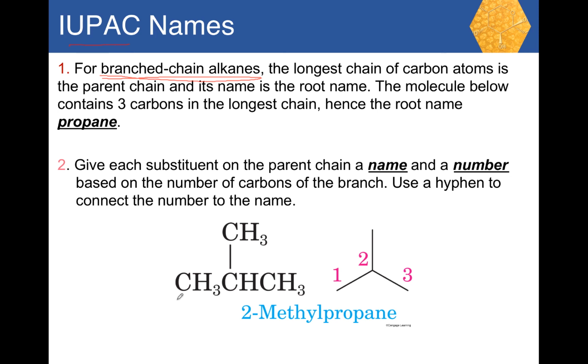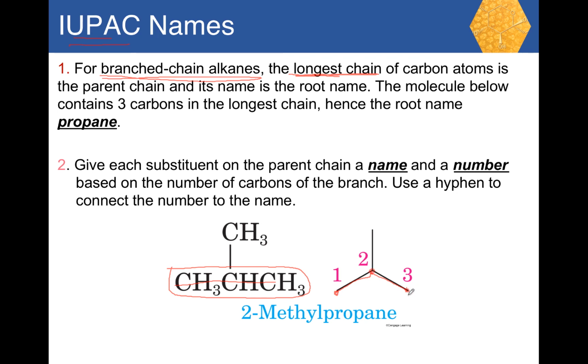How do we name that using the IUPAC system? It says first we have to identify the longest chain. Notice here the longest chain. So let's look at this molecule. This is the line angle formula. So the longest chain would be here, 1, 2, 3. Or as you can see here, this is 1, 2, and 3. So we number it. Carbon number 1, carbon number 2, carbon number 3.